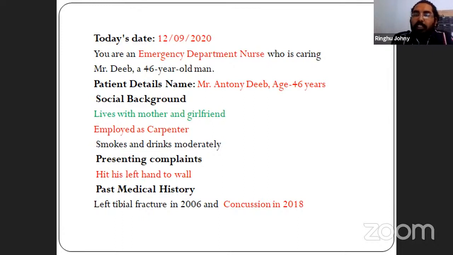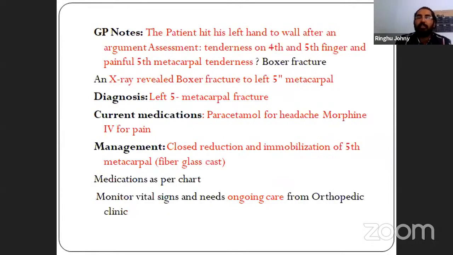So we can write: Mr. Antony Deeb is being referred to a facility for ongoing care and management following a closed reduction and immobilization for his left fifth metacarpal fracture. So we can write in different ways. That's the introduction for you.